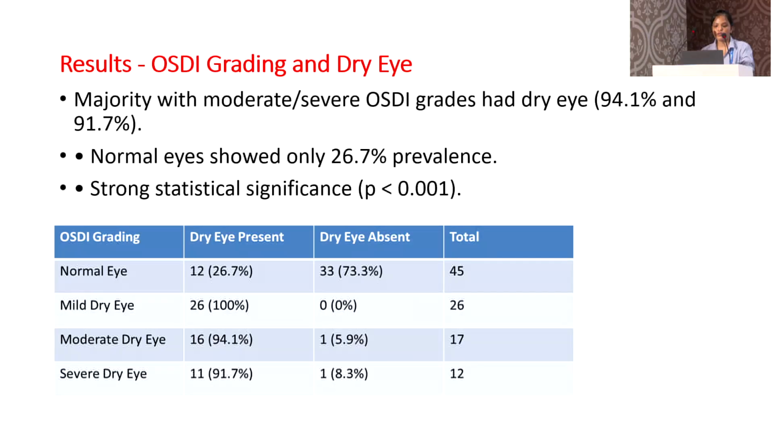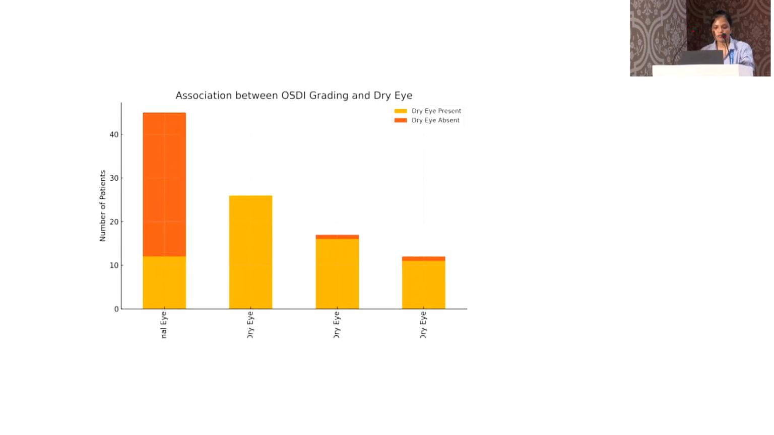In normal eyes, there is only 26.7% prevalence of dry eye. In mild cases it is 100%, in moderate dry eye it is 94%, and in severe cases it is 91.7%. Absent cases are mentioned below. This is the graphical presentation.